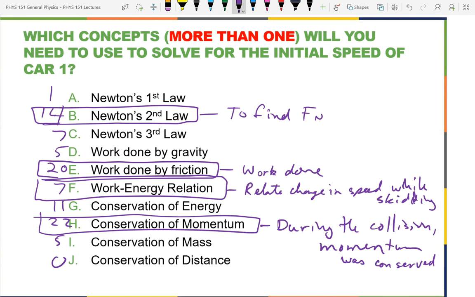Newton's third law. What does Newton's third law say? For every action, there's an equal and opposite reaction. So something's putting force on it. Object A puts force on B. Object B puts equal force in the opposite direction on A. Certainly in a collision, car 1 is putting a force on car 2, car 2 is putting an equal and opposite force back on car 1. Those forces were internal. Didn't matter to us.